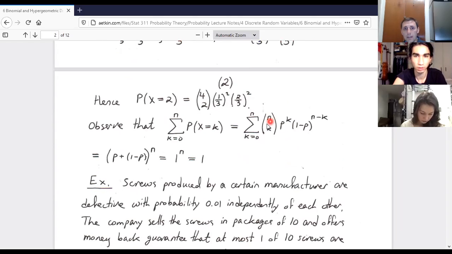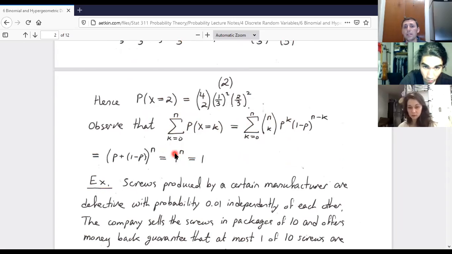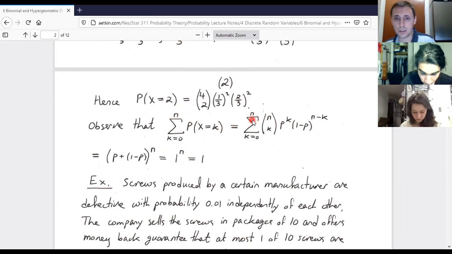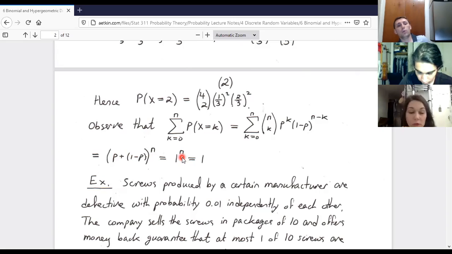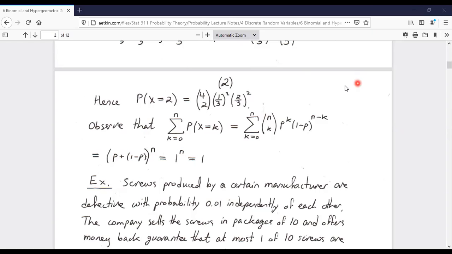We can verify that for a binomial random variable, the summation over all probabilities must equal 1. Remember, Chabeli, you asked me why do we need a binomial? This is the binomial formula. This is one obvious reason why we will need it. So it's the summation from k equals 0 to n of n choose k, p to the k, 1 minus p to the n minus k. The summation is just the expansion of p plus 1 minus p to the power of n, which is 1 to the power of n, which is 1. The answer is 1.